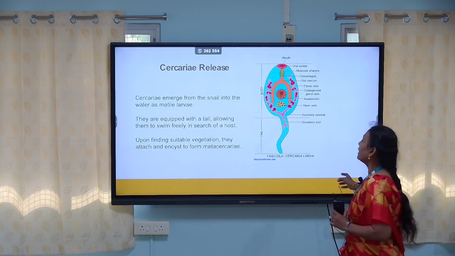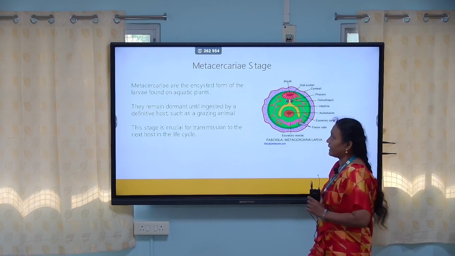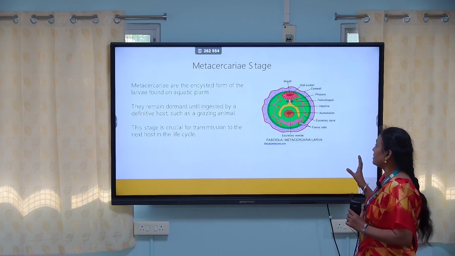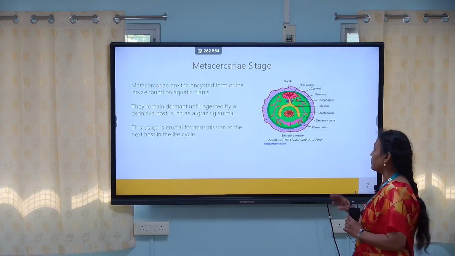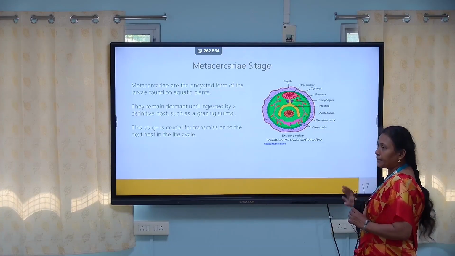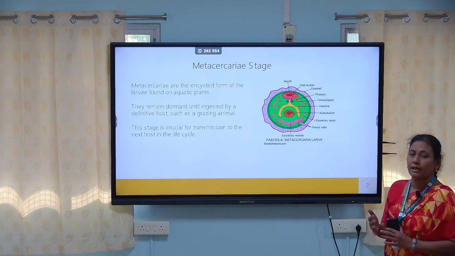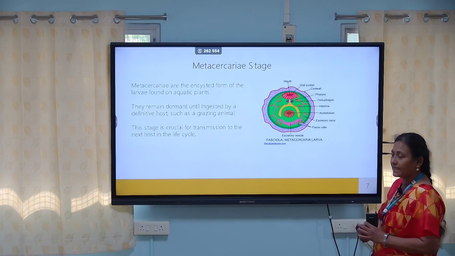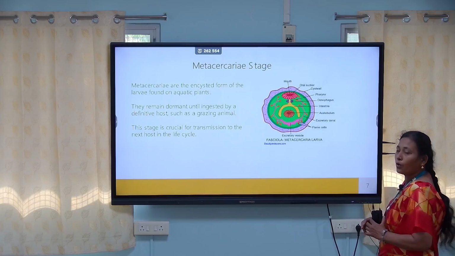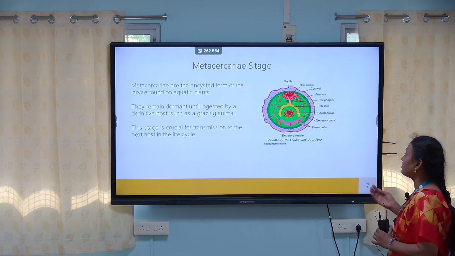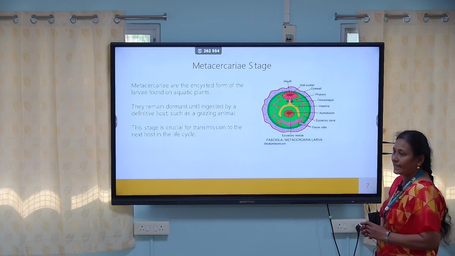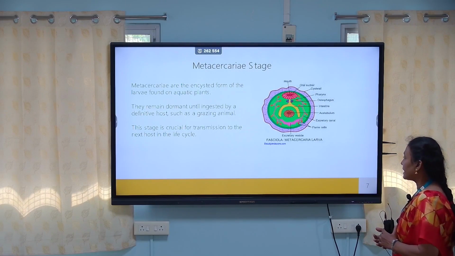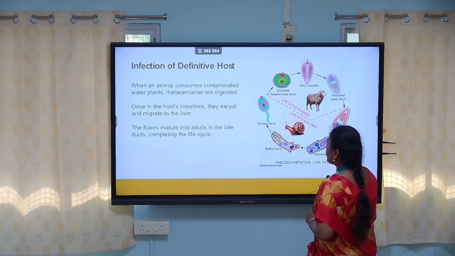It will become the next form, the metacercariae. It will lose the tail and become the metacercariae, which is encysted. It will have a capsule-like covering, and it will be found on aquatic plants. When a grazing animal eats the grass, what will happen? It will be ingested by the host and go on to attack that host. This is also a crucial stage for the transmission to the next host in the life cycle.